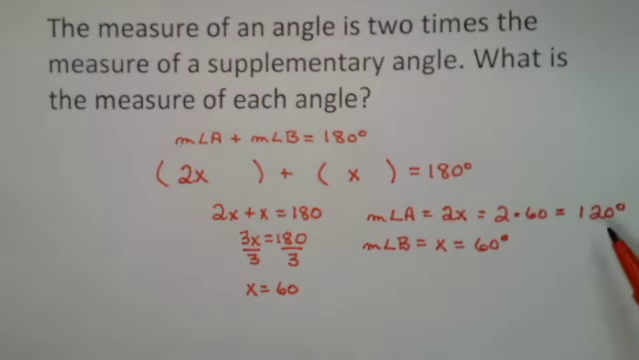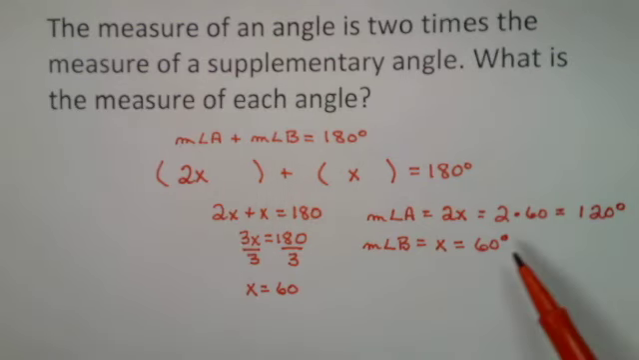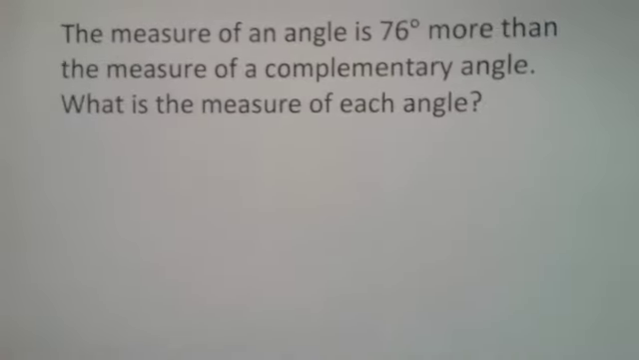These 2 angles better add up to be 180 degrees. You should never get these types of problems wrong, because if you know the definition, you should be able to look back and go, well, hey, did these 2 angles add up to be 180 degrees? They do. So this must be the measure of angle A and angle B. Let's look at another type of complementary or supplementary angle problem.